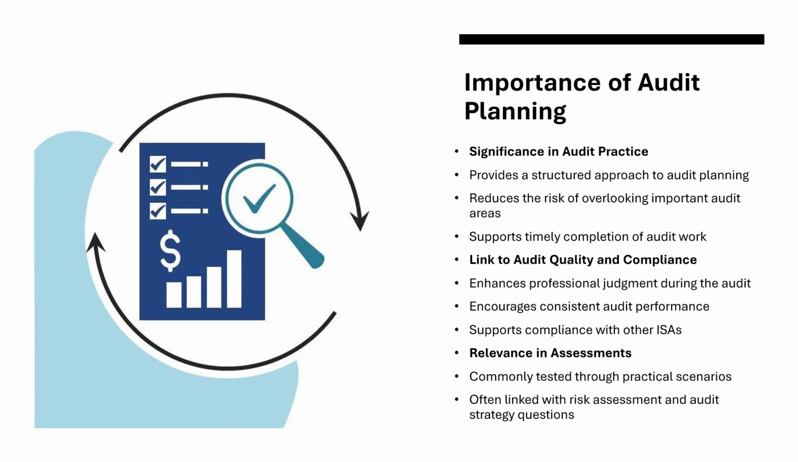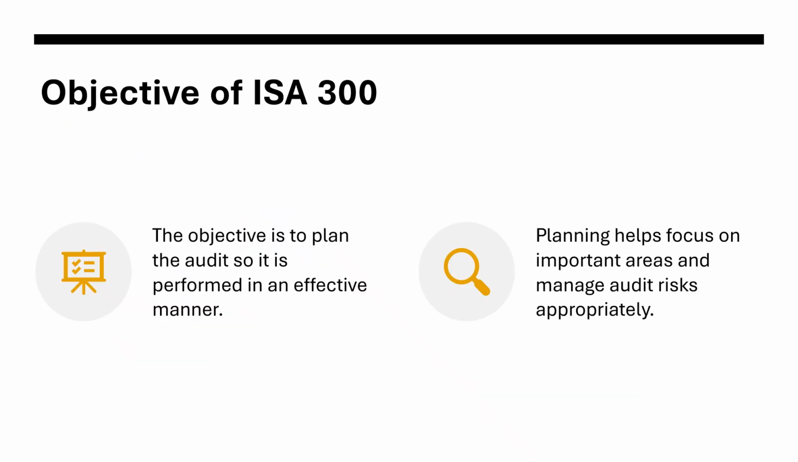From a quality and compliance perspective, planning strengthens professional judgment and promotes consistency across audit engagements. It also helps auditors comply with other auditing standards because many ISAs rely on effective planning as a foundation. In assessment and case-based questions, planning is often tested through scenarios where candidates must identify weaknesses in planning or suggest improvements. The objective of ISA 300 is quite straightforward.